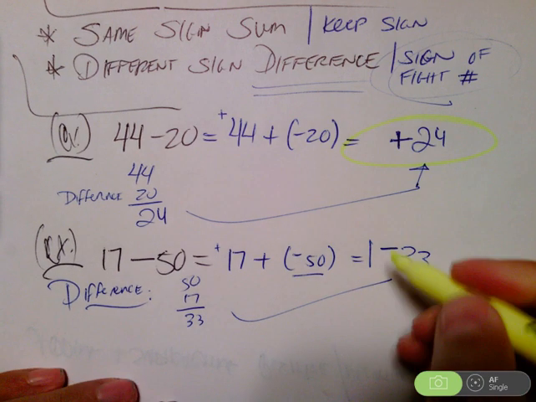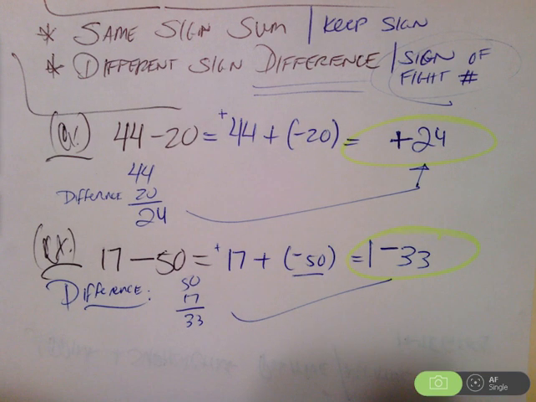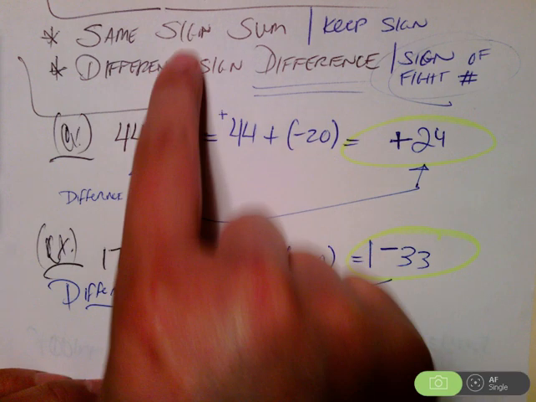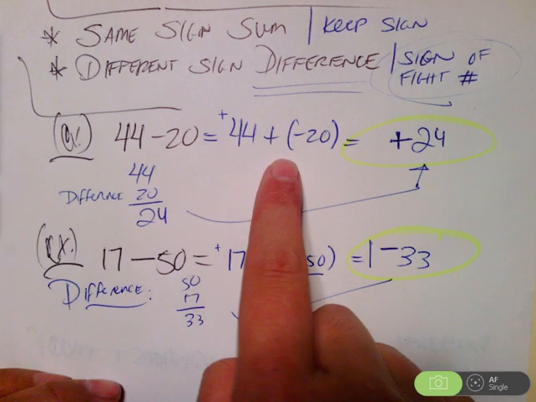I hope so. I haven't even checked these yet. I just make these up as I go along. So that's kind of how you do that. That would be two different sign differences. But the key part for you guys is that you're going to have to be able to change this to an addition problem. These rules work right here because of the addition that we've changed it to.